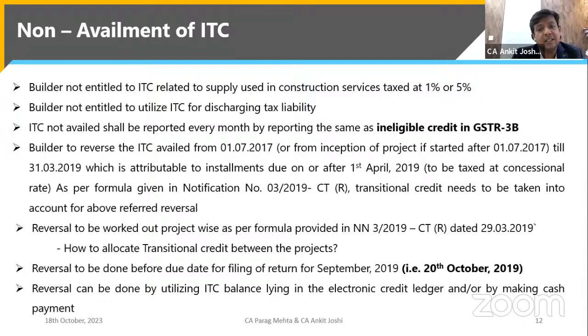That is a question that we are also still looking for answers to. But yes, this can be a point of litigation in future if one has availed the transitional credit for the same.